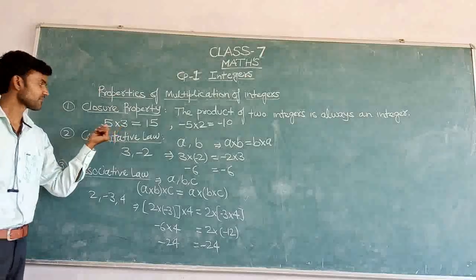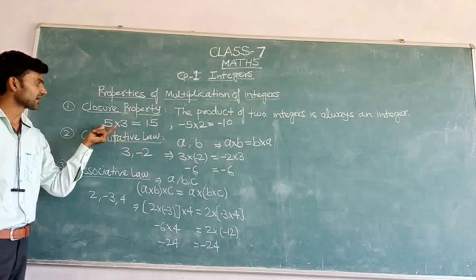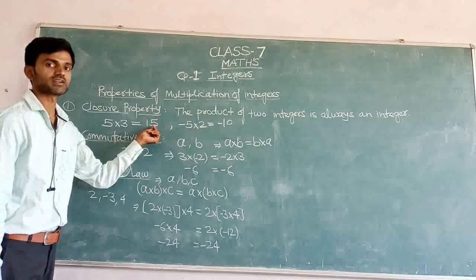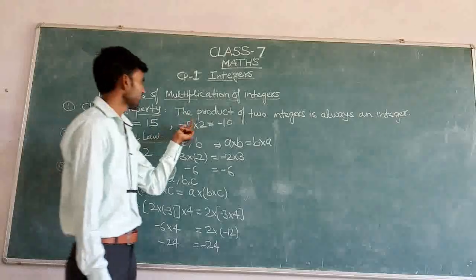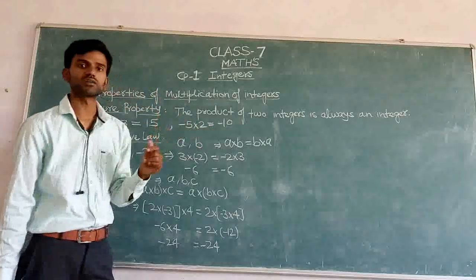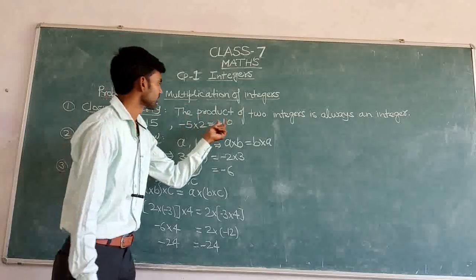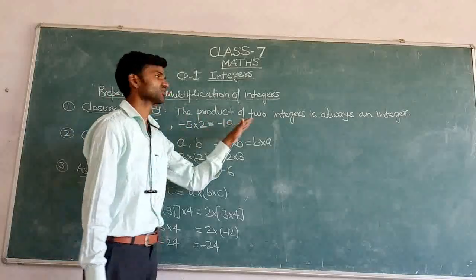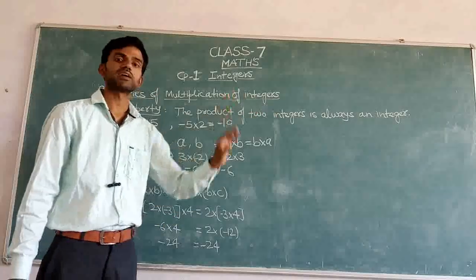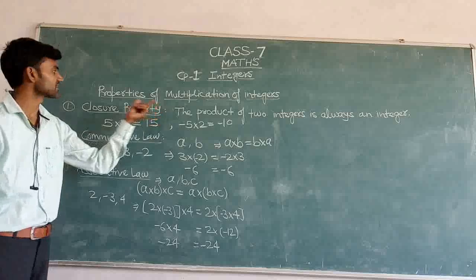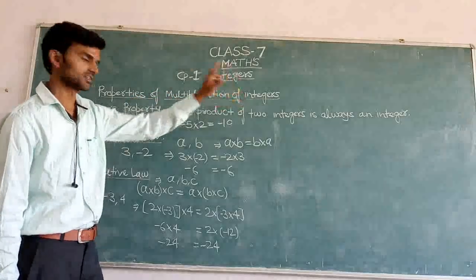For example, we have two integers, 5 and 3. When we multiply 5 into 3, we get 15, and 15 is also an integer. Minus 5 into 2: minus 5 and 2 are both integers, and when we multiply minus 5 into 2, we get minus 10, which is also an integer. So the product of two integers is always an integer, and this property is called the closure property of multiplication of integers.